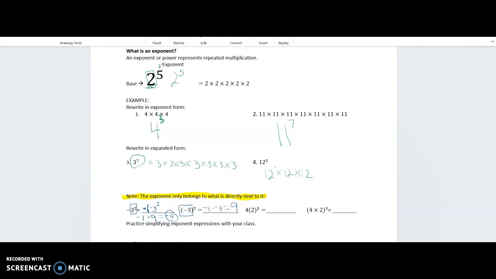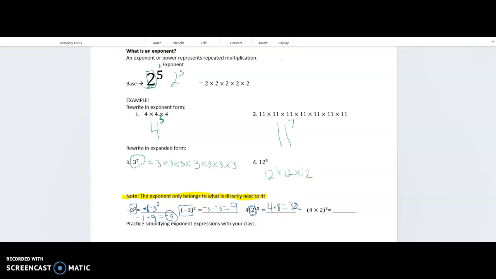In our next example, we have 4 times 2 to the third. The exponent 3 only belongs to the 2. The 4 is being multiplied next door. So it's 4 times 2 to the third. 2 to the third is 2 times 2 times 2, or 8. 8 times 4 is 32. So our answer would be 32.